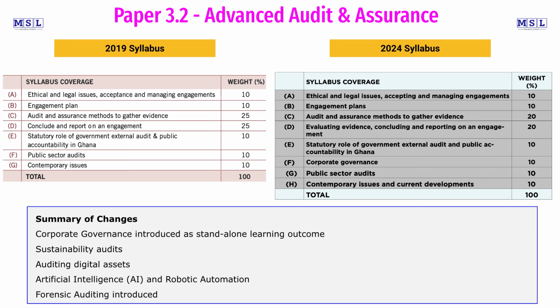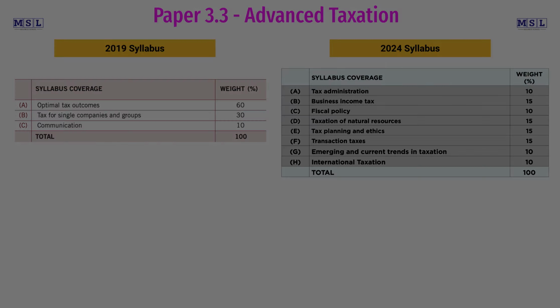Sustainability audit is a big deal. I told you it's one of the major themes. So we now have a standalone as part of the things to note, sustainability audit. We also have auditing digital assets, right? So candidates should be able to demonstrate knowledge of auditing digital assets, artificial intelligence, robotic automation, right? And forensic auditing. These are new concepts you see in the advanced audit and assurance paper. Apart from these things, it pretty much stays an audit paper at the final level.